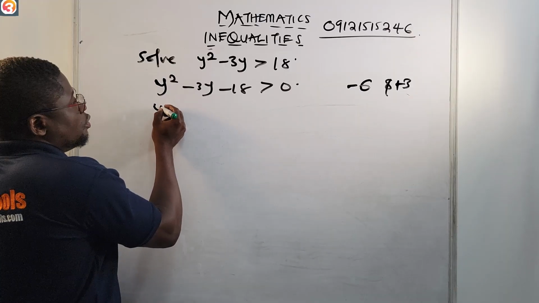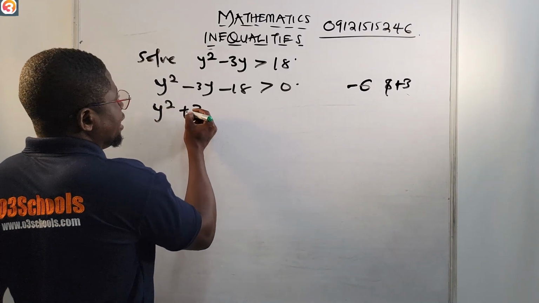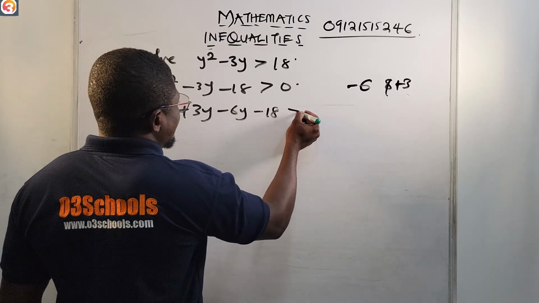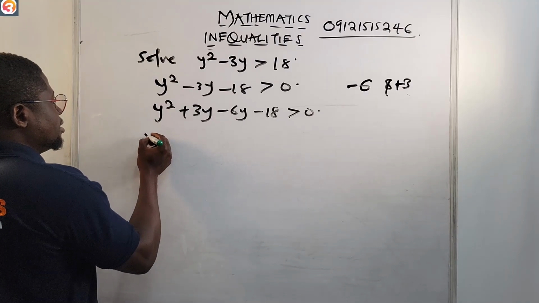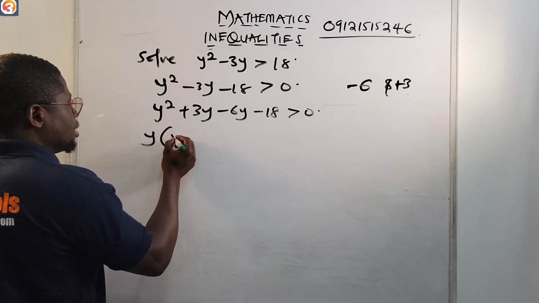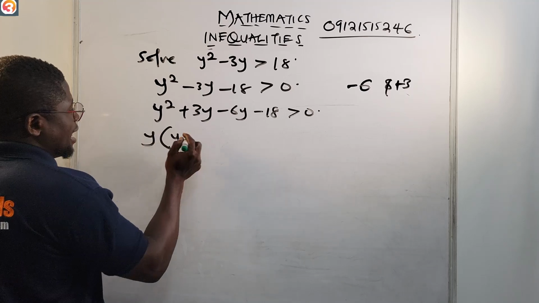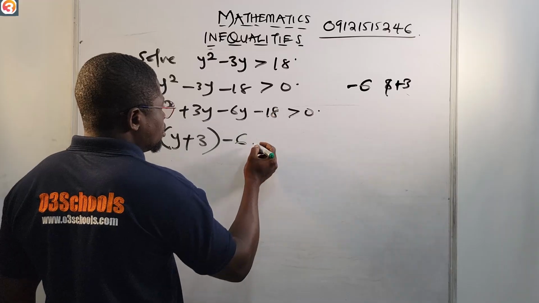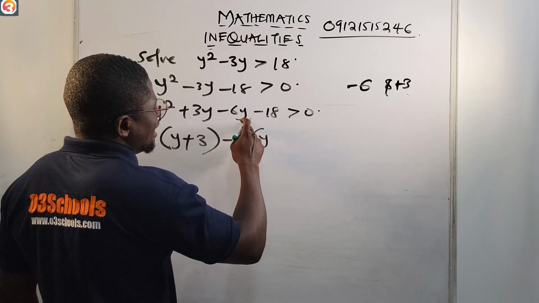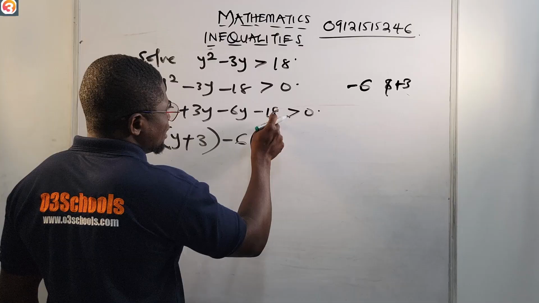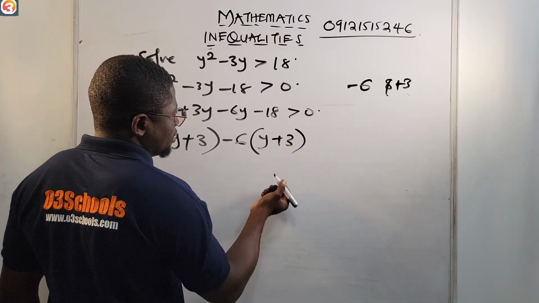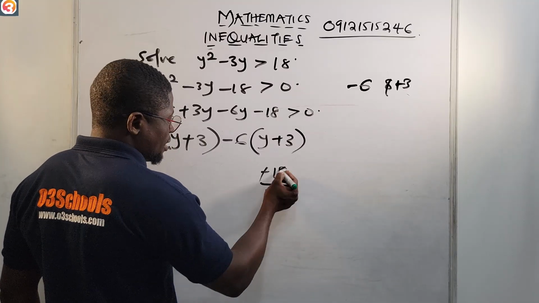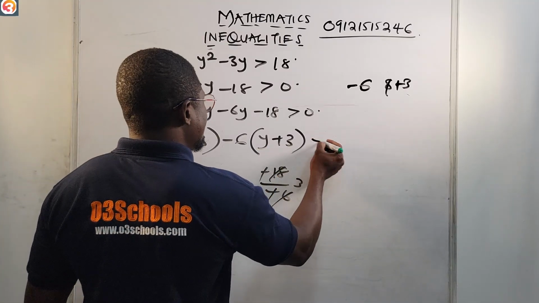Now, so I'm going to have y squared plus 3y, okay, minus 6y minus 18 is greater than 0. Okay, so we can factorize. y is common between these two. So I'm going to have y squared over y is y, then plus 3y over y is 3. Then minus 6 is common between these two. Minus 6y divided by minus 6 is y. Minus 18 over minus 6, minus cancels minus, turns to plus, 6 here 1, 6 here 3. So we have plus 3 inside. Then it's greater than 0.